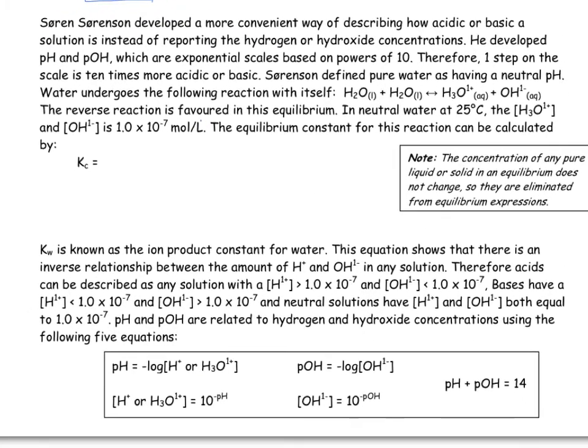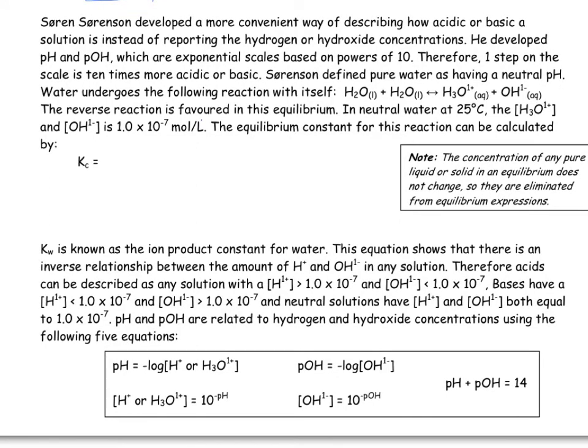Soren Sorensen developed a more convenient way of describing how acidic or basic a solution is instead of reporting the hydrogen or hydroxide concentrations. He developed the pH and pOH scale, which are exponential scales based on the power of 10. Therefore, one step on the pH scale is 10 times more acidic or basic than the previous value.